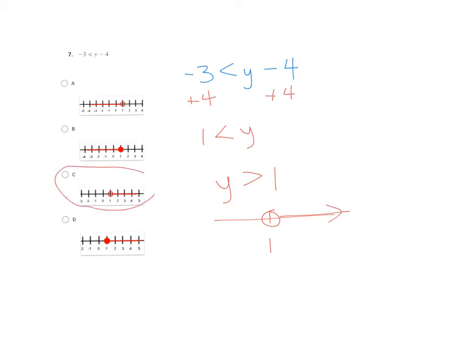Number 7, we've got negative 3 is less than y minus 4. And to get the variable by itself, I'm going to get rid of this minus 4. The inverse of minus 4 is adding 4. I'm going to do that to both sides. I would get 1 less than y. And then we have to flip it. So if we flip it, we would get y is greater than 1, which means we would have an open circle at 1 going to the right. That looks like it's letter C.